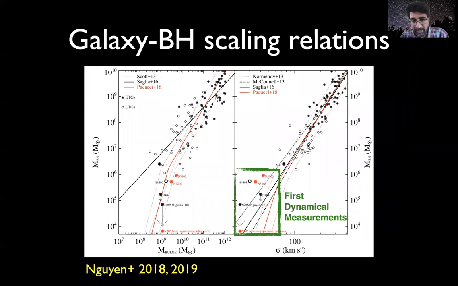And the other result from this work is that we found the first dynamical detections of black holes below 1 million solar masses. And these are of the 6 galaxies, 5 of the 6 have black holes below 1 million solar masses, and 4 of those are relatively robust measurements.